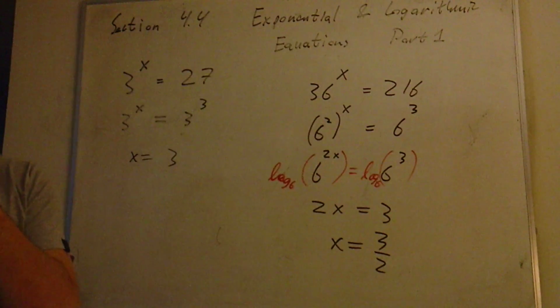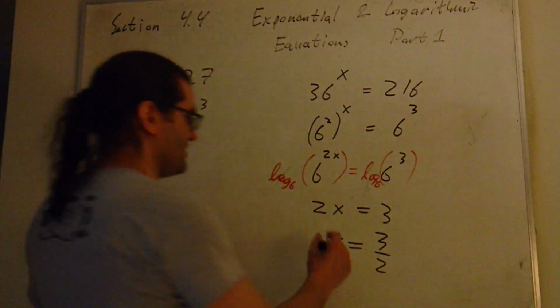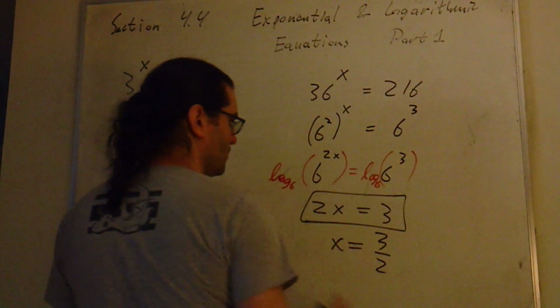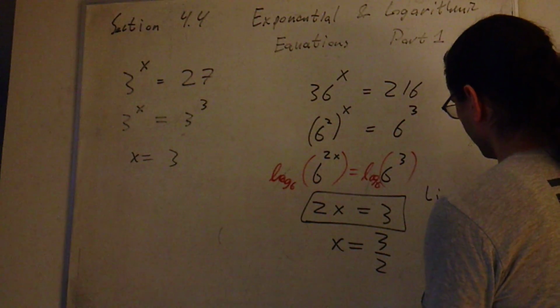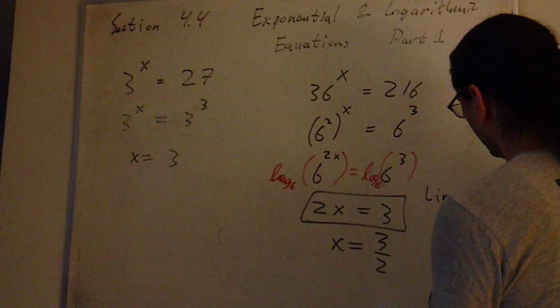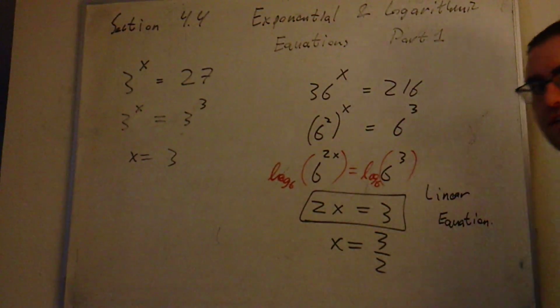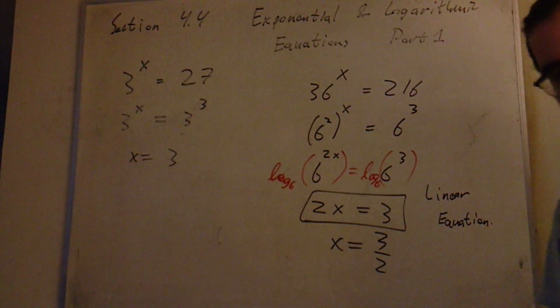Just divide both sides by 2. Because at this point, what you have is a linear equation. And we all know how to solve linear equations. They are extremely straightforward.